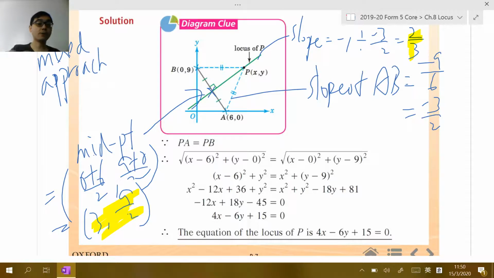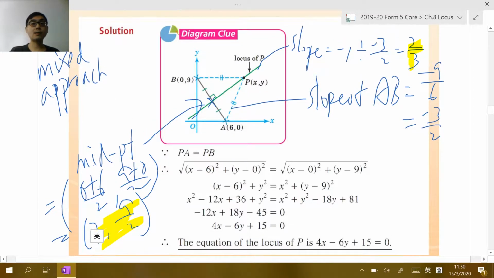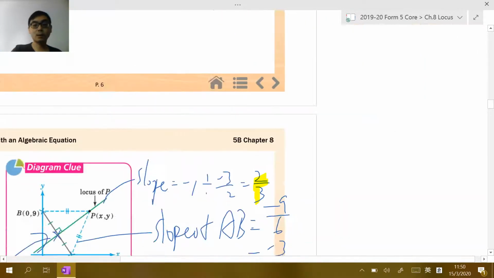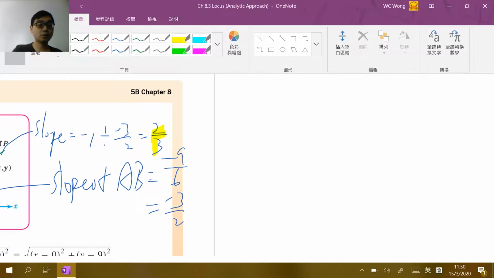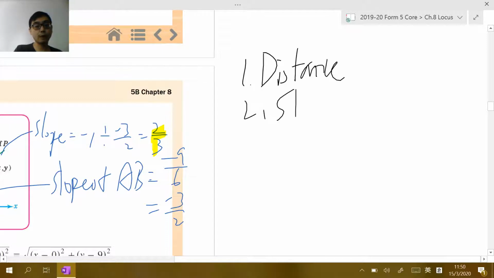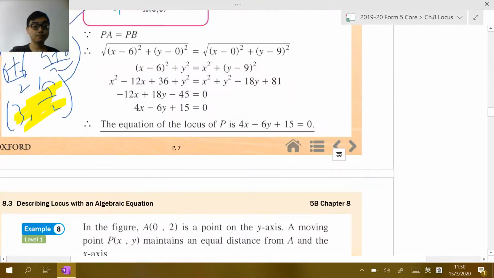Okay, so not difficult, but just remember to use the correct formula. Do remember that no matter what kind of locus, as I mentioned, we usually use the following. For example, we have to use distance. Besides distance, we will also use the slope formula. So these two are very common for us to find the equation of the locus using the analytic approach.